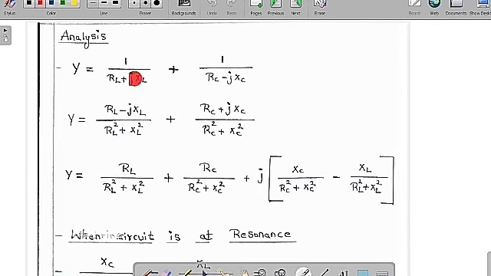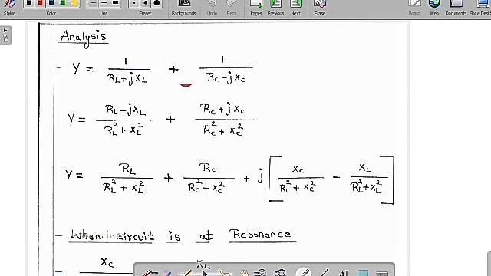So now we are going to do the analysis of this circuit. See, for the first branch, if you want to know the overall impedance, 1 by Z equivalent is equal to 1 by Z1 plus 1 by Z2. So 1 by Z equivalent, which I am going to assume as Y, is equal to 1 by (RL plus JXL) plus 1 by (RC minus JXC). If you do the rationalization for each and every term, which is into (RL minus JXL) by (RL minus JXL), into here (RC plus JXC) by (RC plus JXC).